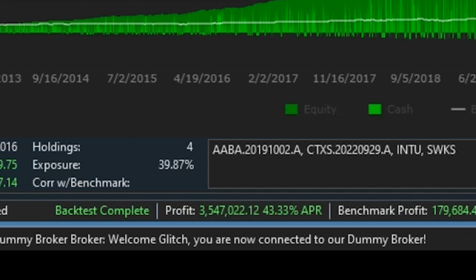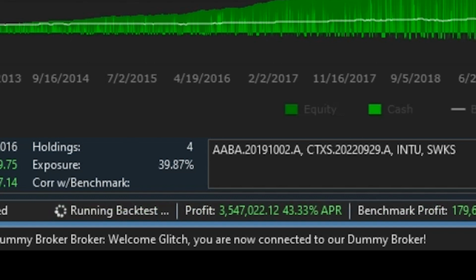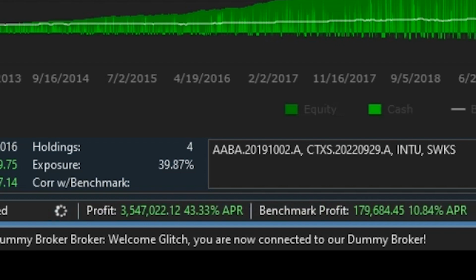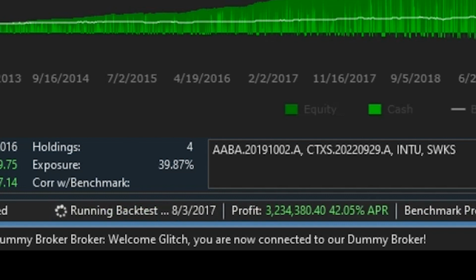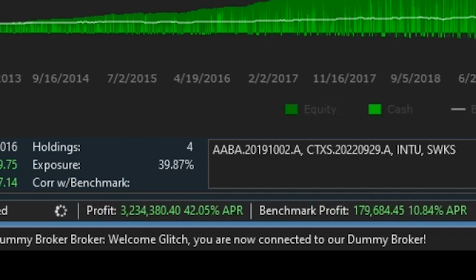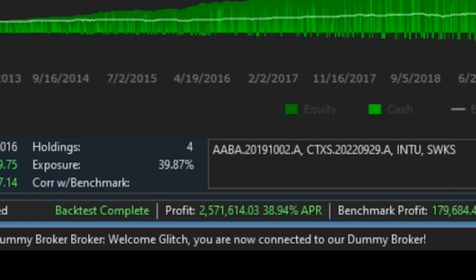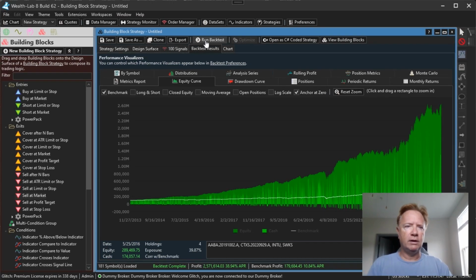And if I run it again, it changed again. This time it's 3,200,000. If I run it again, this time it's only 2,500,000. What is going on? Each time I run the backtest, the profit changes. That doesn't seem very good. What's wrong with this software?